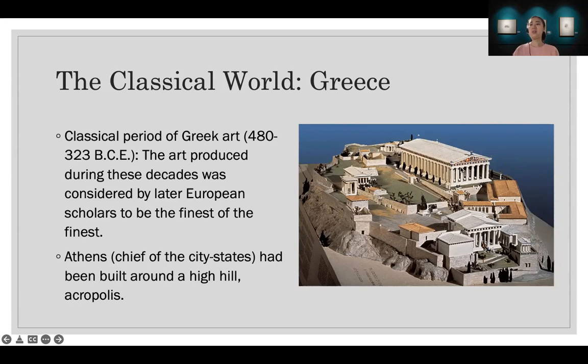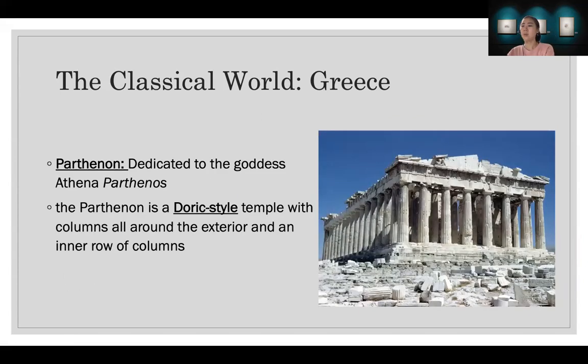Athens was the cultural and artistic center at this time, so this is Athens, the chief city-state, which had been built around a high hill, the Acropolis. Looks familiar to us, right? This is the Parthenon at the Acropolis. So the Greeks dedicated it to the goddess Athena Parthenos, or Athena the warrior maiden.